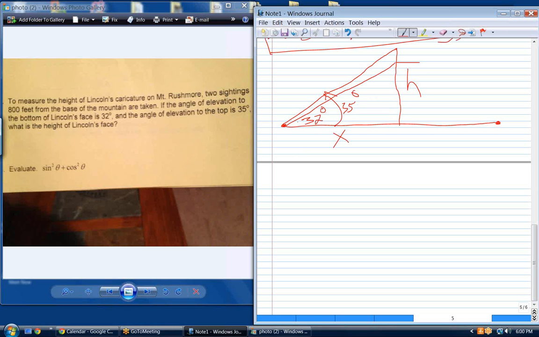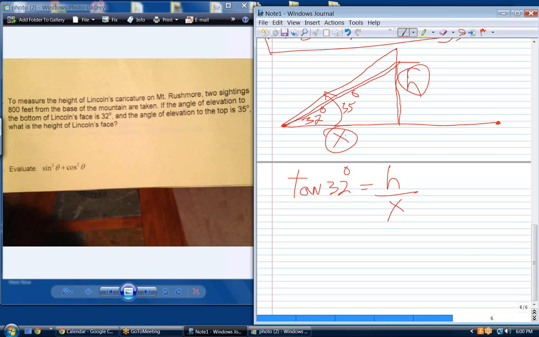Let's look at the lower triangle, this triangle right here. What trig function relates these 2 sides? That'd be the opposite over adjacent, so it should be tangent. So I can say the tangent of 32 degrees is equal to h, what we're trying to find, over x.